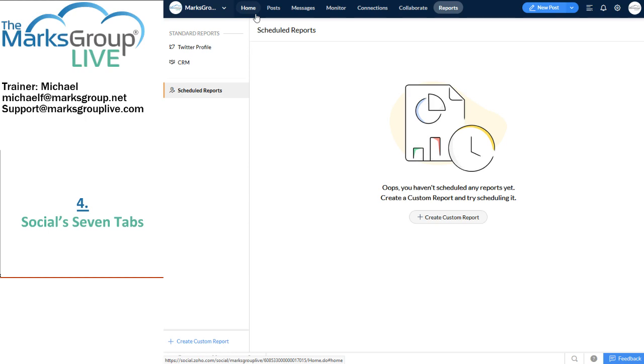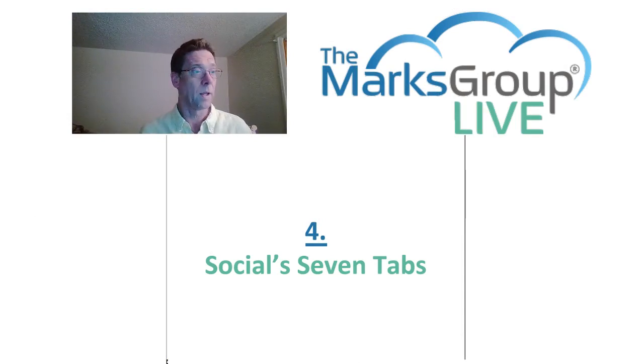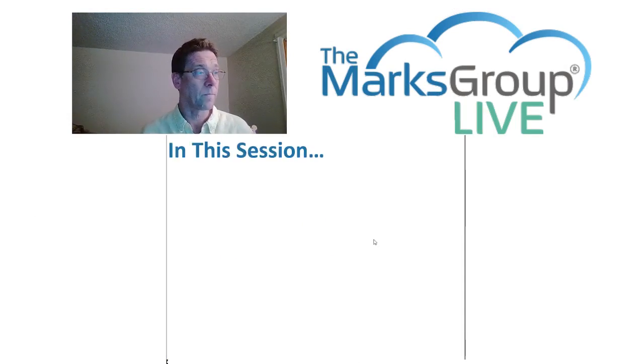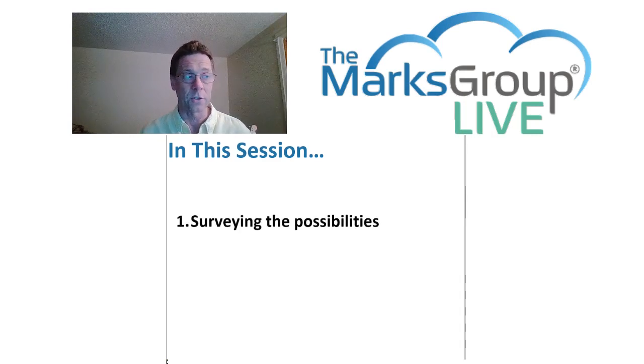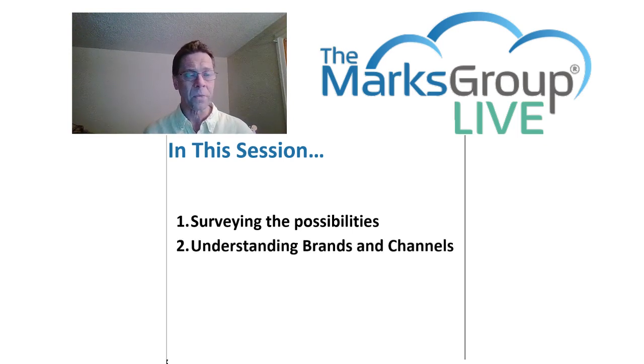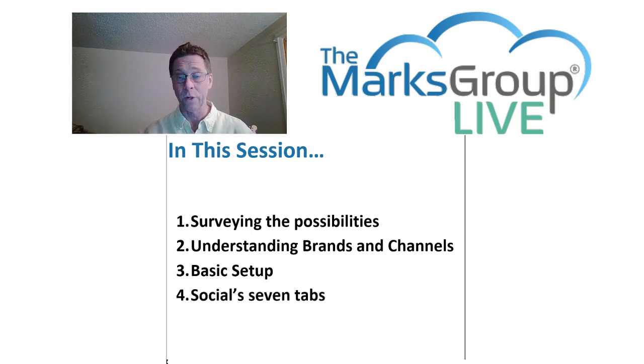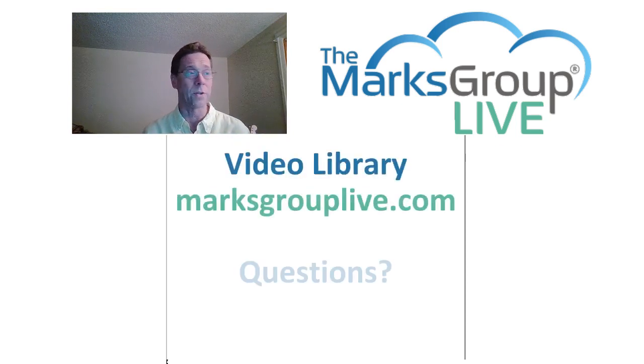So let me go back to here. Let me go to here. Let's recap what we've done in today's session. We looked at the different types of Zoho Social. There was the free version, there was the standard, professional, the agency, and the agency plus versions of Zoho Social. We looked at the differences between brands and channels. We looked at the basic setup tasks in Zoho Social, and we took a really fast tour of Zoho Social's 7 tabs.